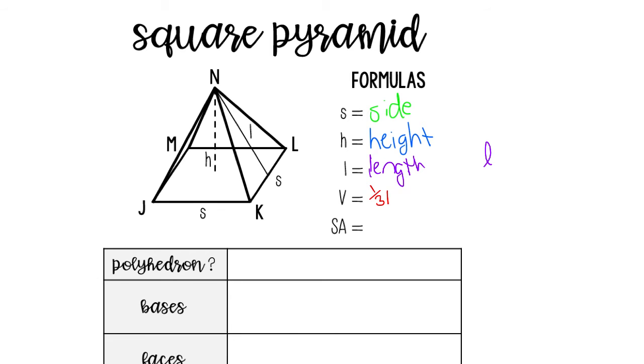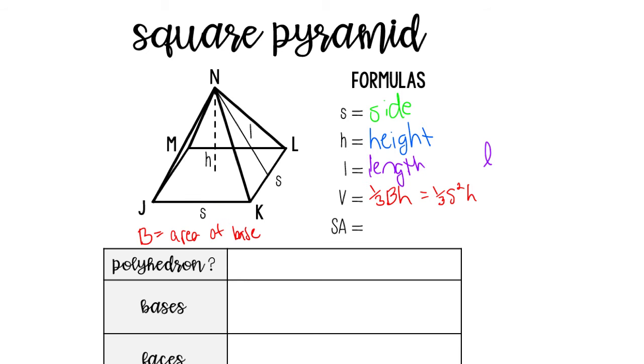V, volume, is 1/3 the base times the height. You might recognize this from a triangle, which is 1/2 the base times the height. I need to define this as well. B is the area of the base. So we can also write the volume as 1/3 S squared times height, because the area of our base is side times side, which is S squared.